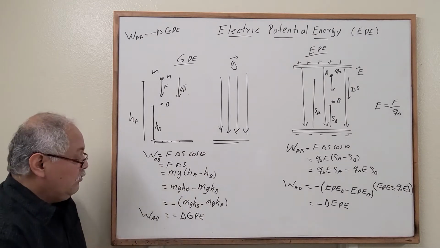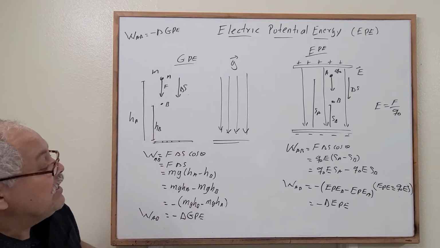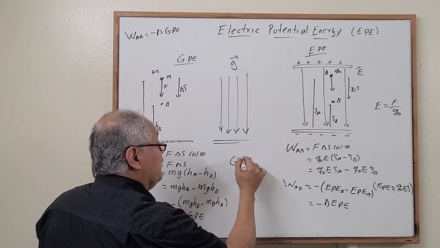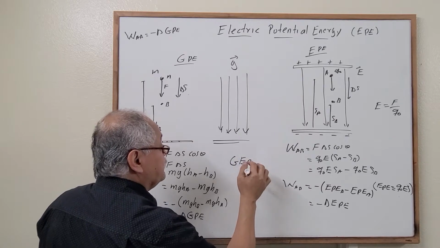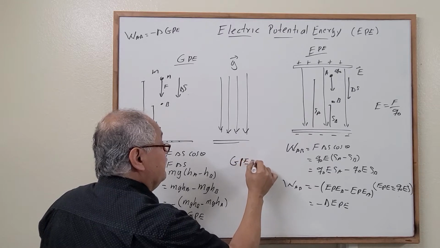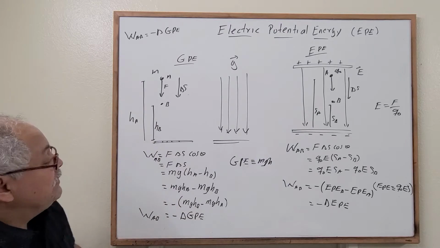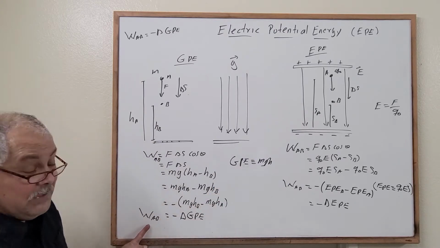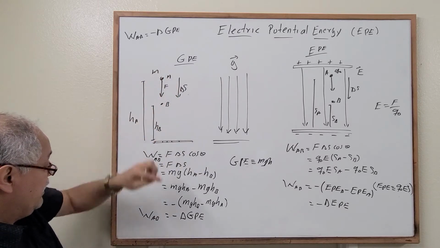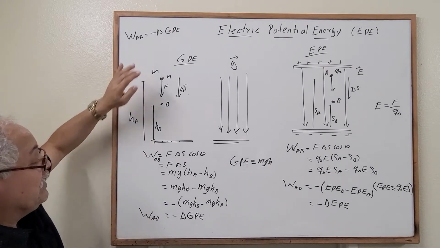Okay, and then when we do that and we define mgh as the gravitational potential energy, we know that gravitational potential energy is defined as mgh. Okay, we apply this definition right here. Well, we have that the work done by gravity from moving a particle from A to B is equal to negative the change in the gravitational potential energy.